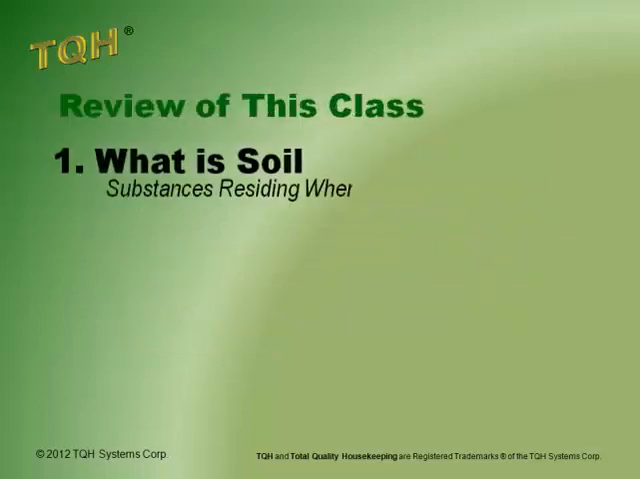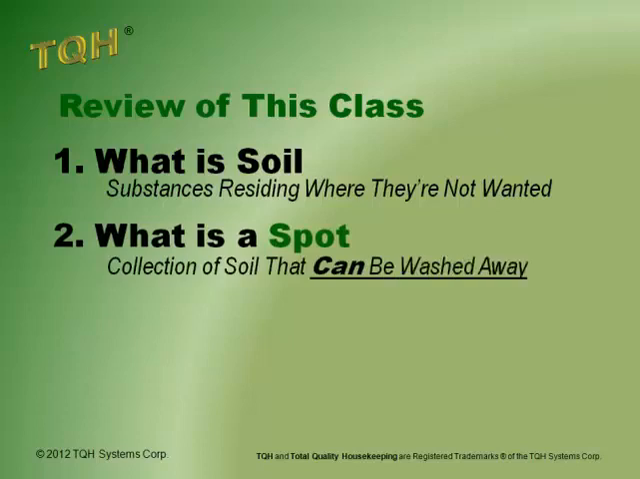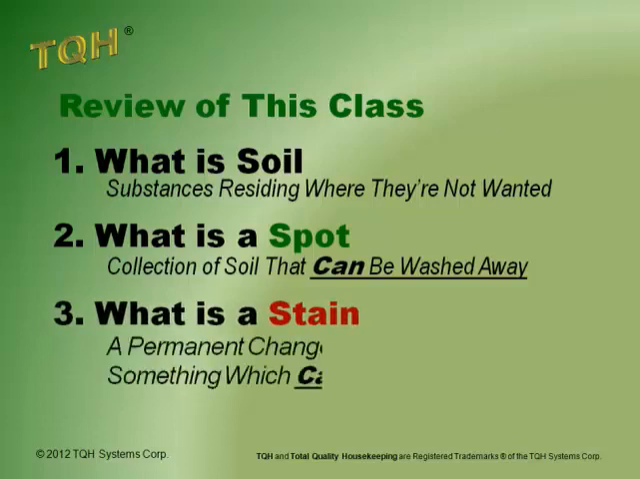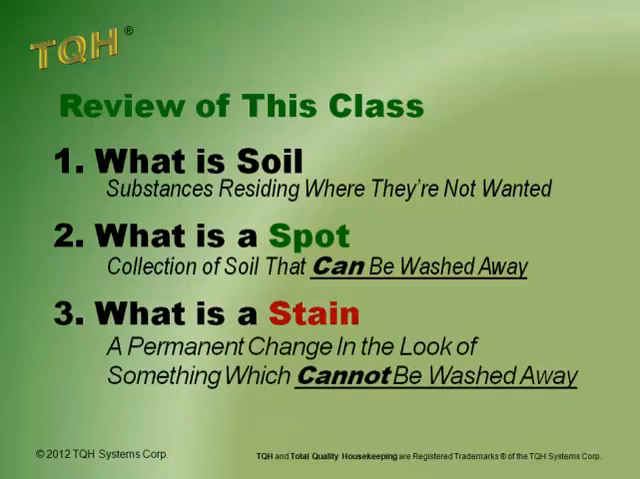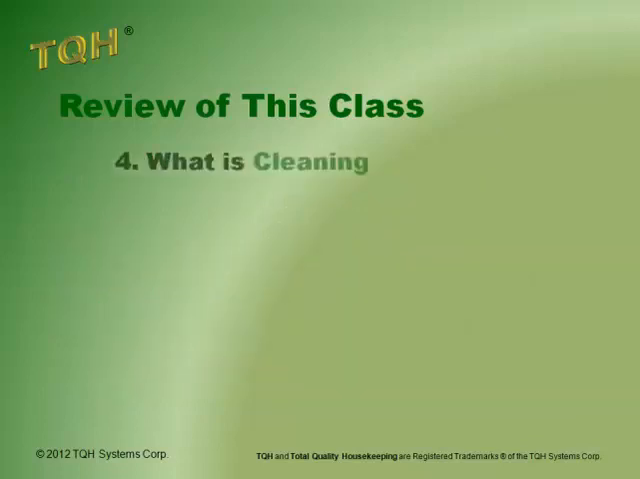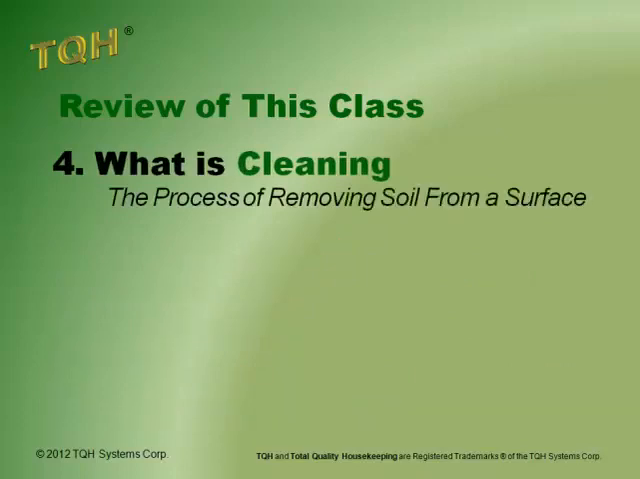Let's review this class. What is soil? Soil is substances that are where you don't want them to be. A spot is a collection of soil in greater proportions, but those spots can be washed away. Now, a stain is a permanent change in the look of a surface, and those stains cannot be washed away, or else they're spots. If a stain can be washed away, it's a spot. What is cleaning? It's the process of removing soil from a surface.